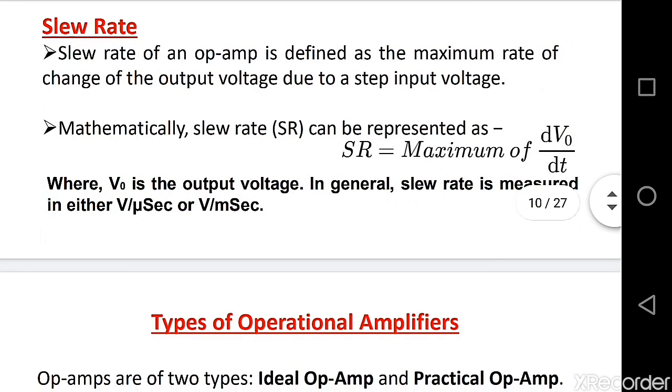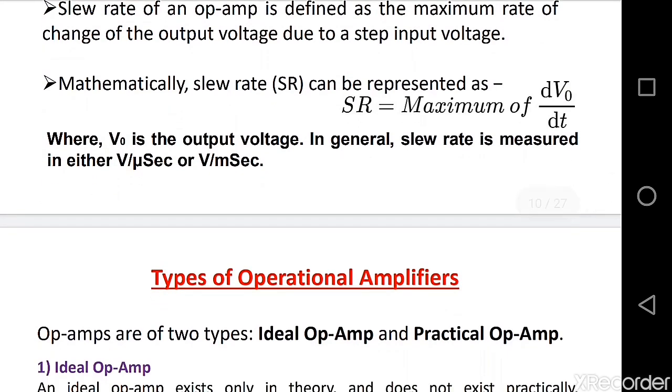Next, slew rate. Slew rate of an op-amp is defined as the maximum rate of change of output voltage due to a step input voltage. That is, the maximum rate of change of output voltage, dVo by dt.